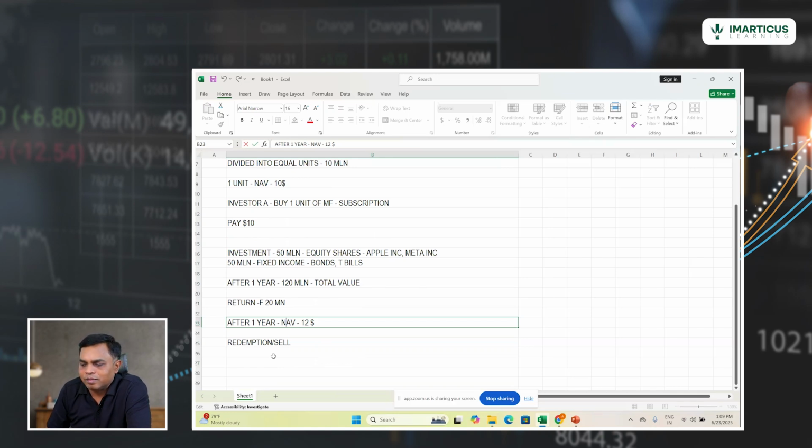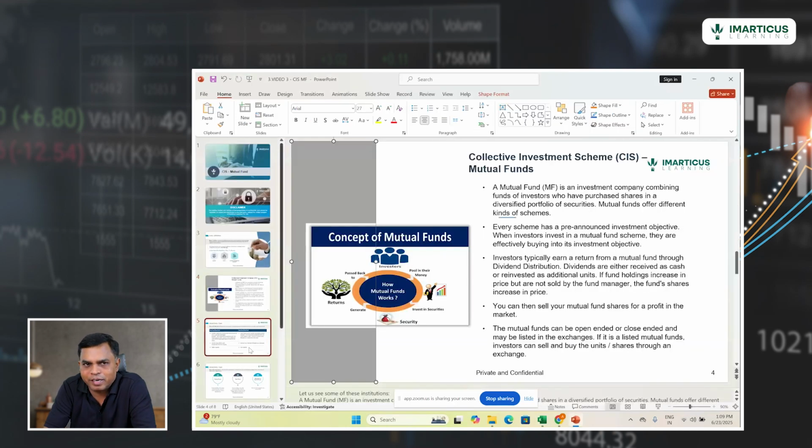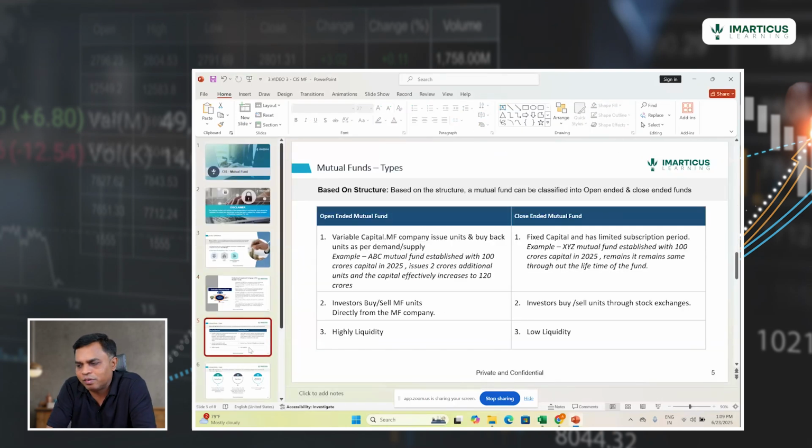Okay. So, we have just looked at how a mutual fund actually works. Now let's look at the different types of mutual funds. The first classification is based on the structure of the mutual fund. We can classify mutual funds into open-ended funds and closed-ended funds.